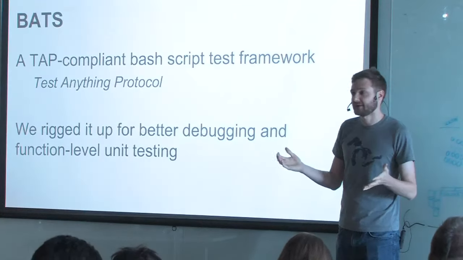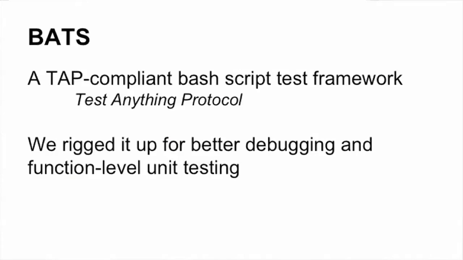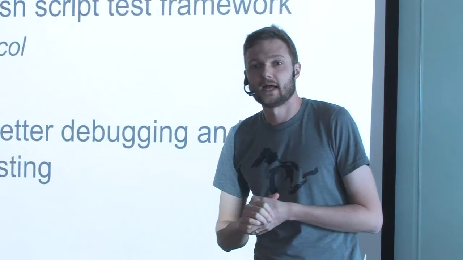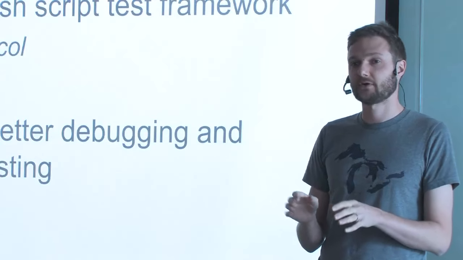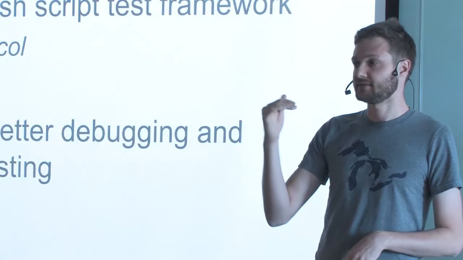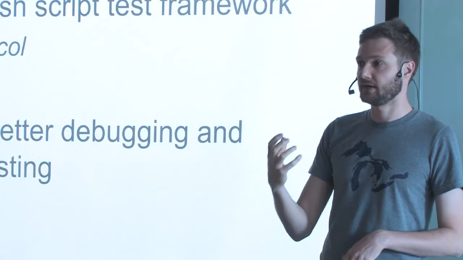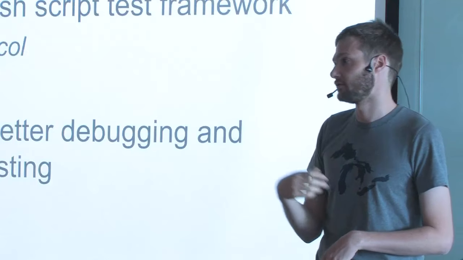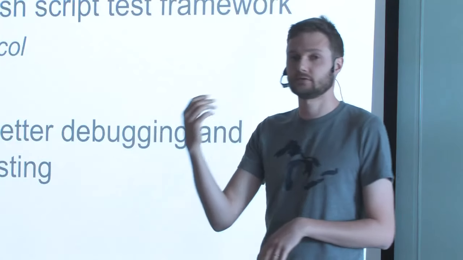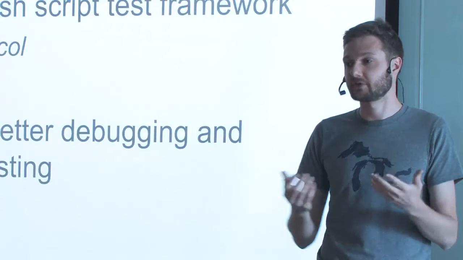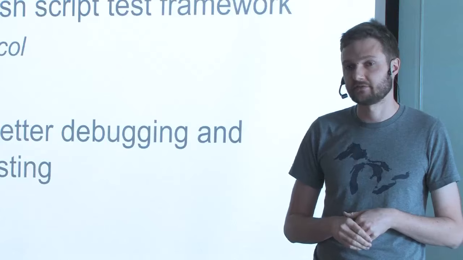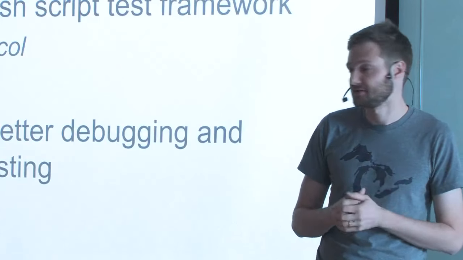So Bats. What's Bats? Bats is a TAP-compliant bash script test framework. TAP is the Test Anything Protocol. It's a very simple, no-frills, line-by-line text output way of showing the output of assertions, whether you're running unit tests against C++ code or shell scripts. People have written TAP-compliant testing frameworks for a variety of languages.